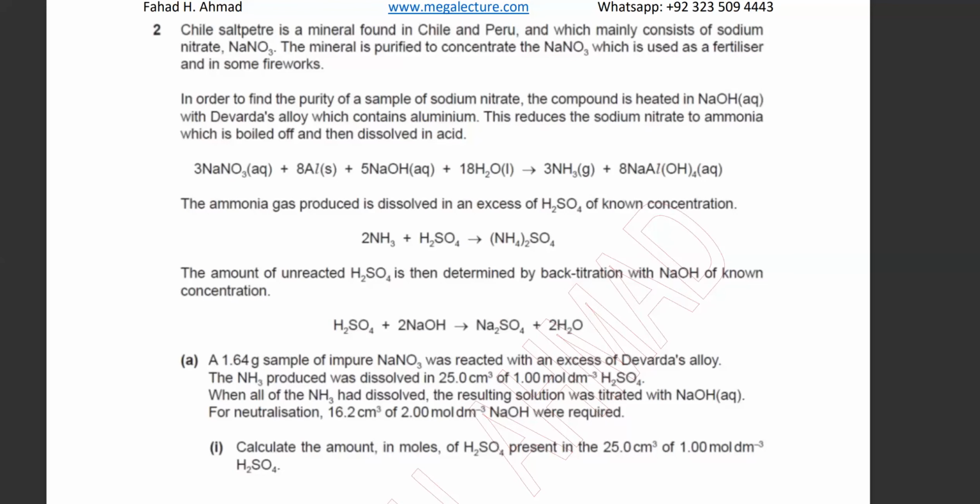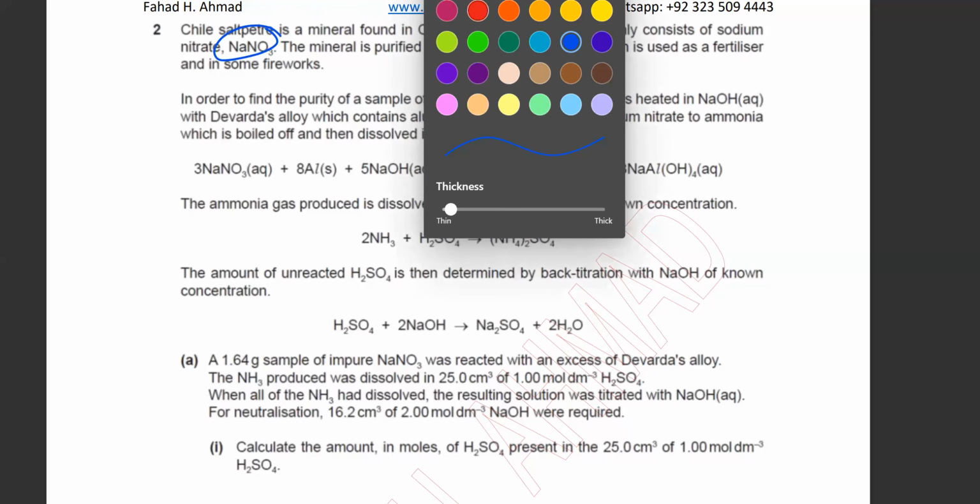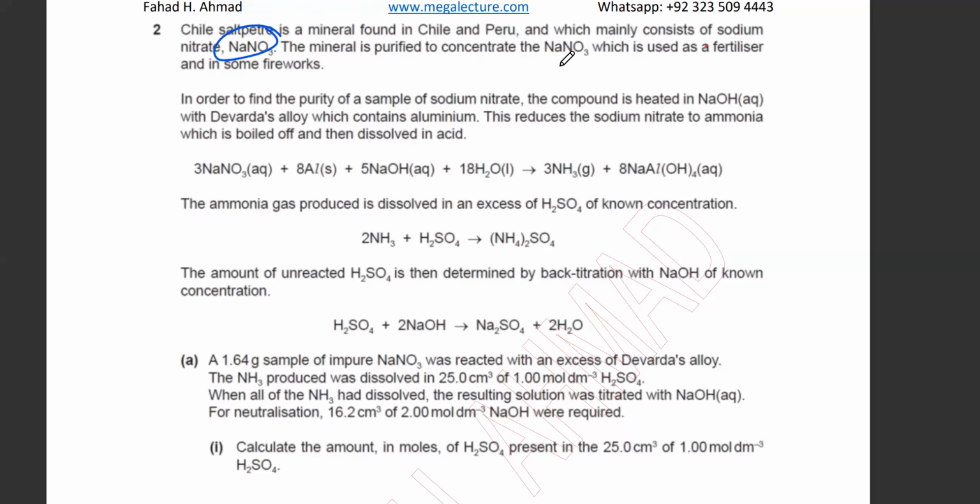If you read the question, it states that there is something called saltpetre, a mineral found in Peru, and it consists of sodium nitrate. So the first thing is we're dealing with sodium nitrate. The mineral is purified to concentrate the sodium nitrate, which is used as a fertilizer and in some fireworks.